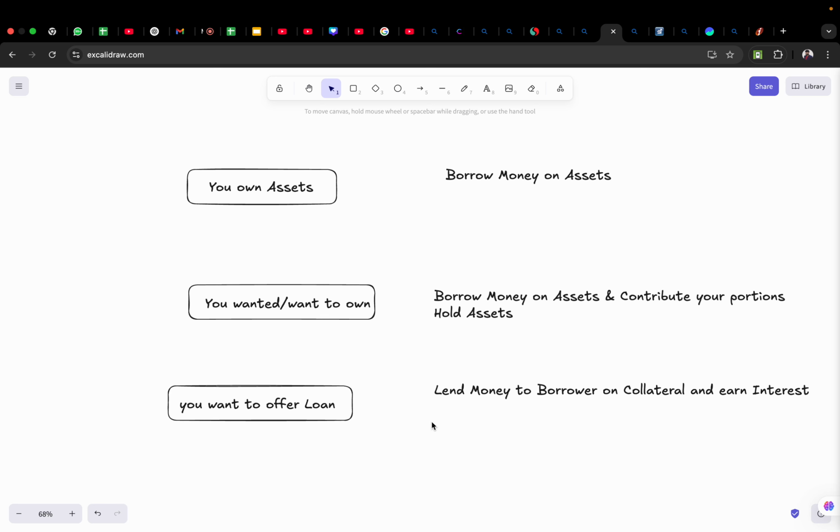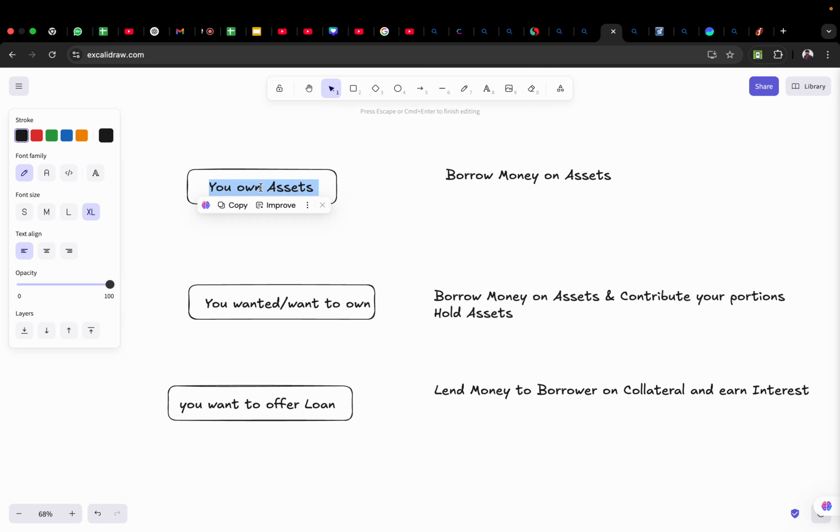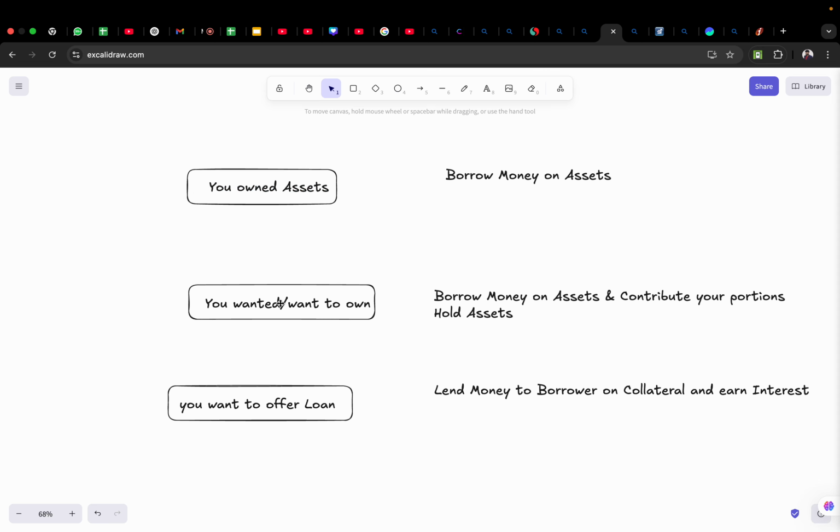The meaning of collateral is threefold. You own assets, then you can borrow money and do a business, multiply money, return your borrowed amount, and release your collateral. Another purpose would be that you wanted to or you want to own it. So you own it, or you want to own it, borrow money on the asset, contribute your percentage as I said, and hold that asset.